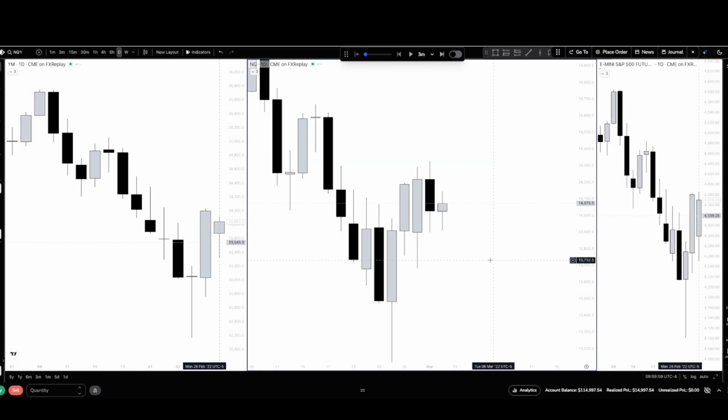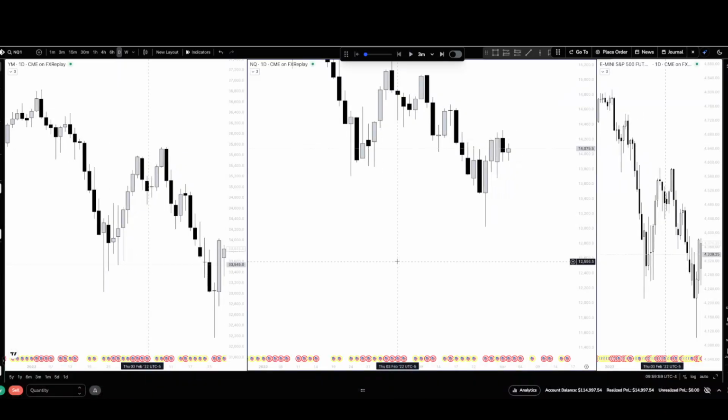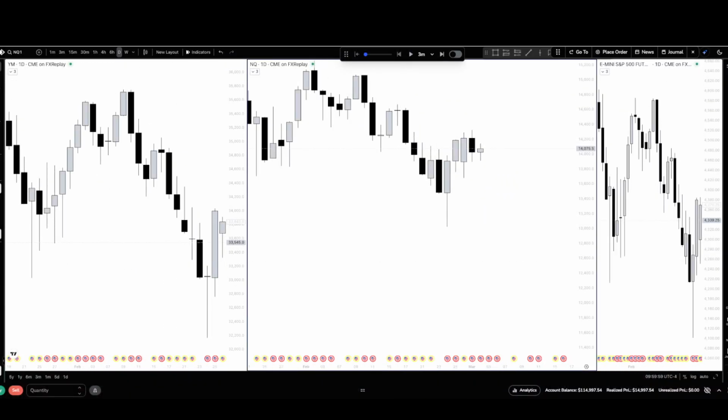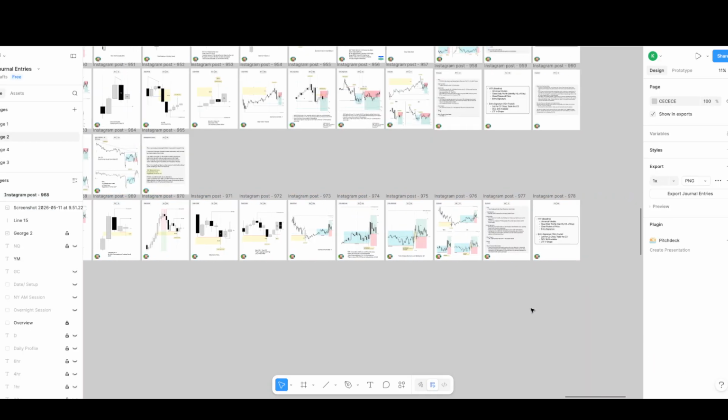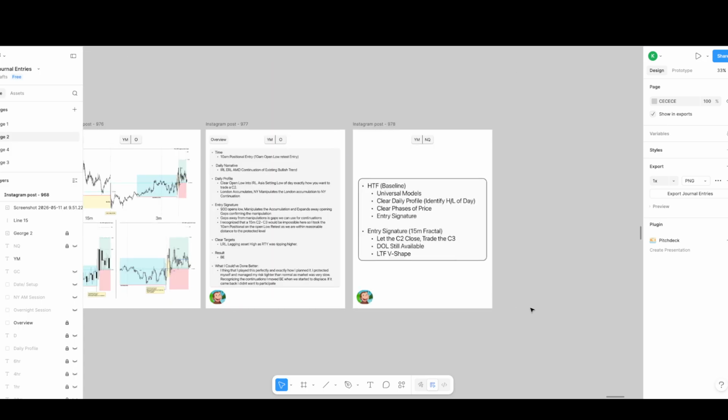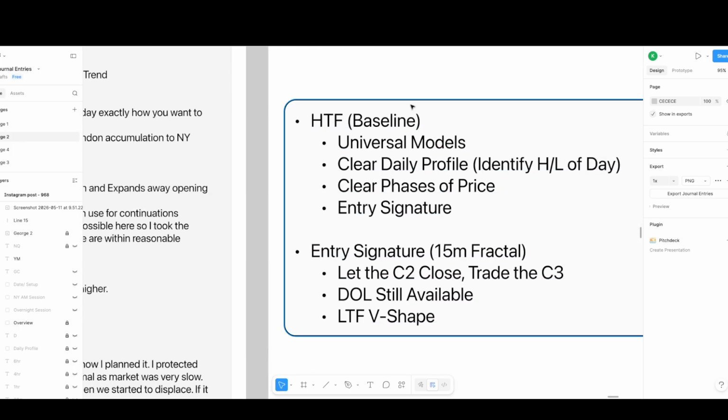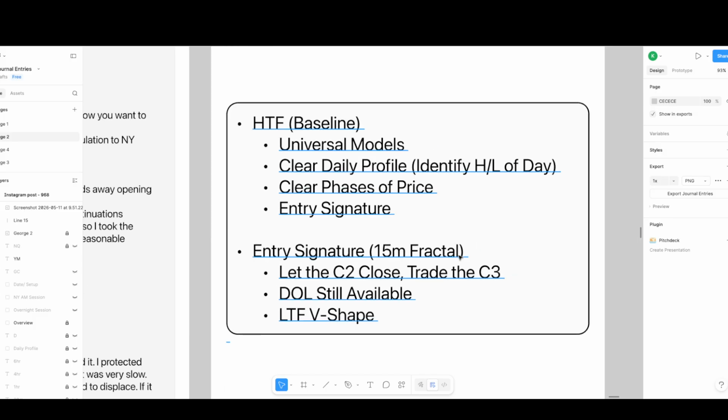So my first step is really just identifying where we're at on the chart and what we are doing. Let me bring up my Figma journal entries so we can see this chart and relate back to everything located here. Universal models, clear daily profile, clear phases in price, entry signature. That is all I'm looking for. SMTs are going to help me in terms of CISDs, guidance and lagging asset logic, but I really started to stretch my legs away from cracks and correlations, and I'm just focusing on these baseline things here.